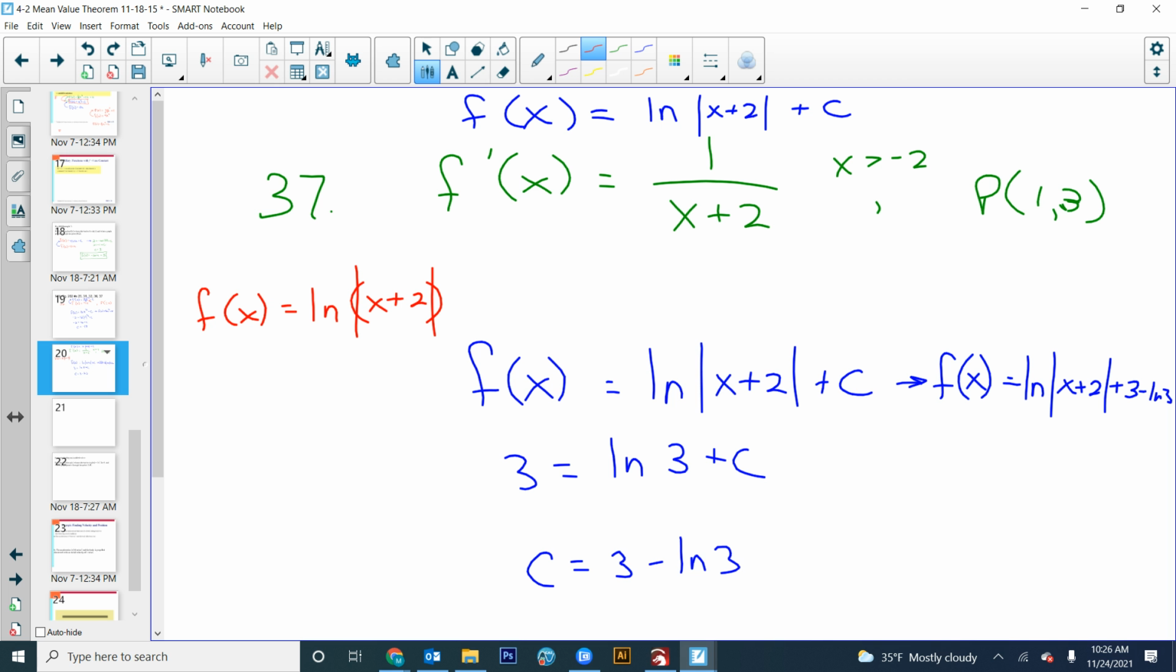Avery, good question today. So my question is, in the question, it gives you x is greater than -2. So would you technically not need the absolute value? You're absolutely correct.